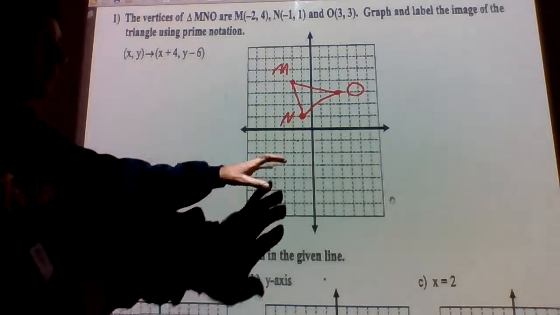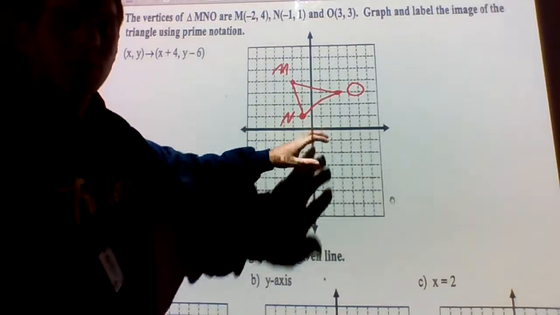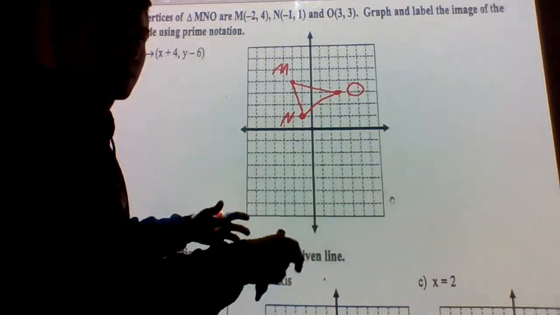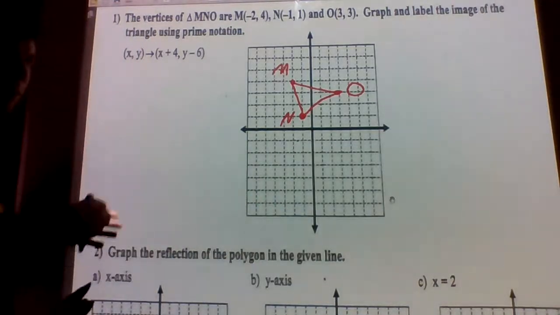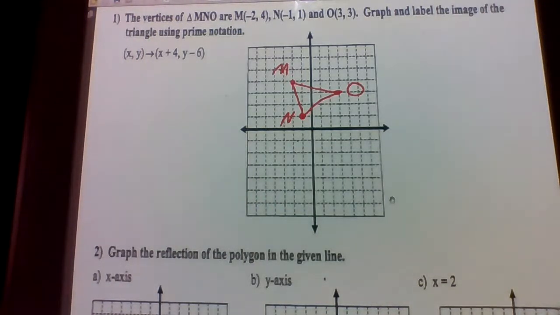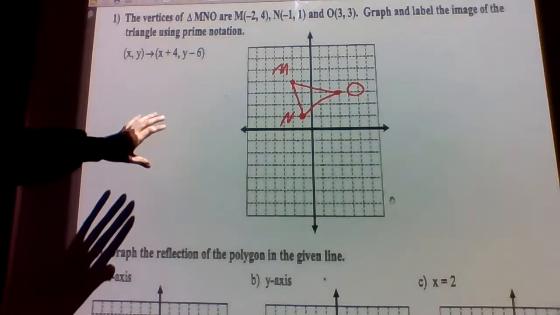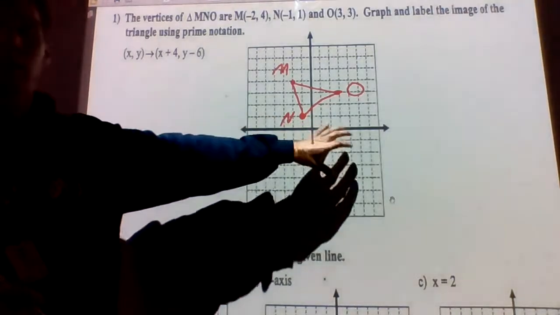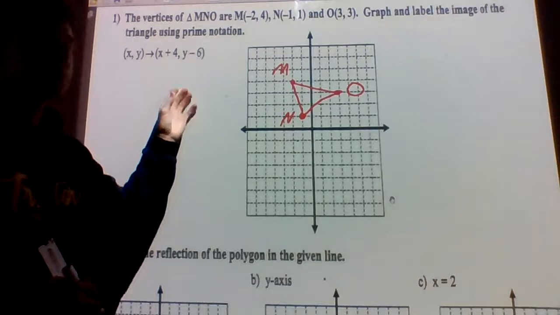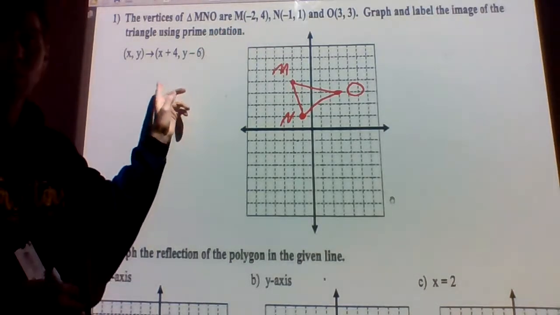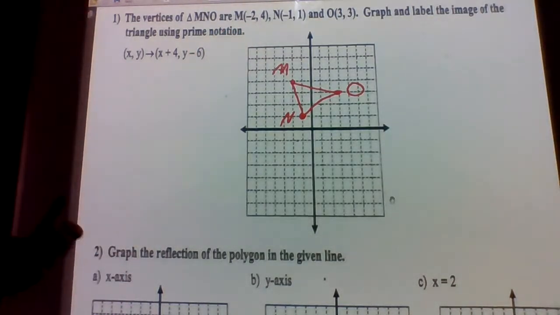So this is our pre-image. Once we translate it, then the translated version will be our image. The pre-image comes before, and then your image is your second. Okay, so we can do this 2 ways. We can do this by counting it out on the graph or by substituting in our points into our rule. We can do it both ways.